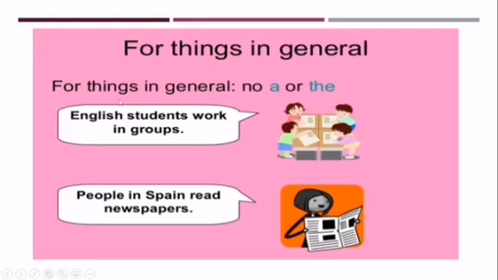For example, English. We're talking about English in general. We don't say a English. We don't say the English. We just say English students work in groups. So we're talking about English students. Okay. People in Spain read newspapers. So we don't say the people. We don't say a people. No, we say people because we're talking in general.